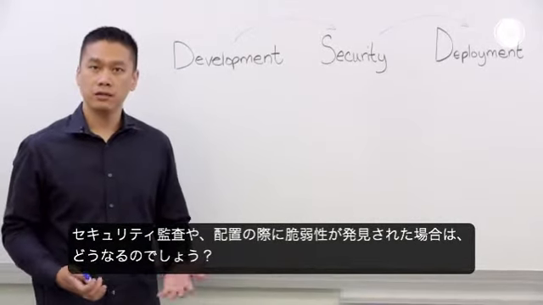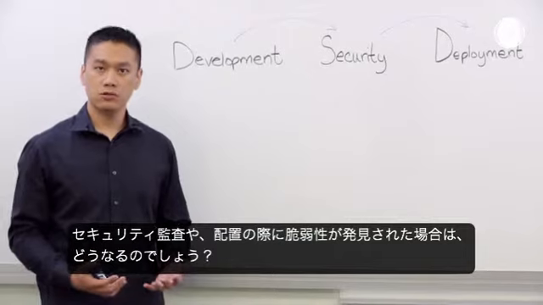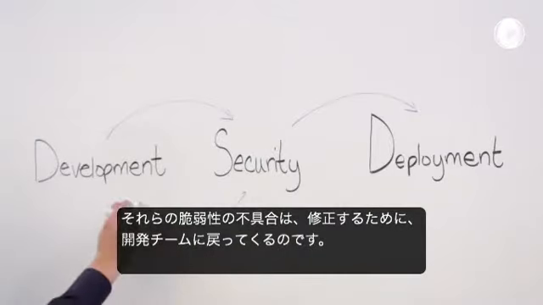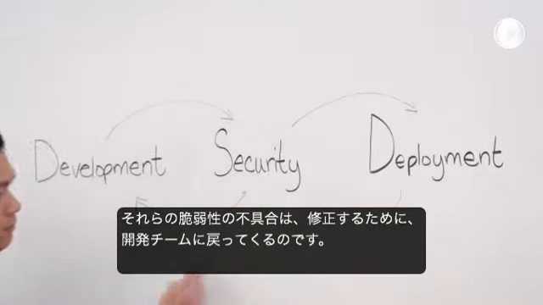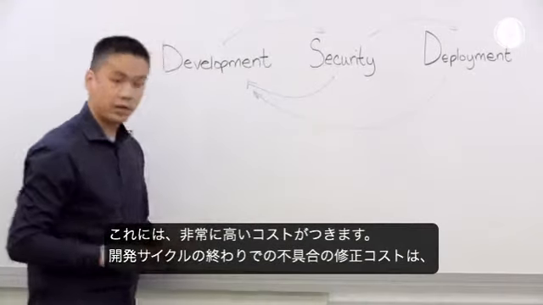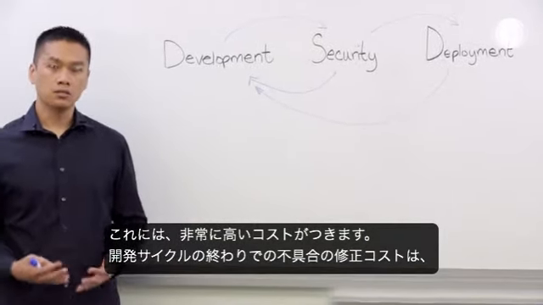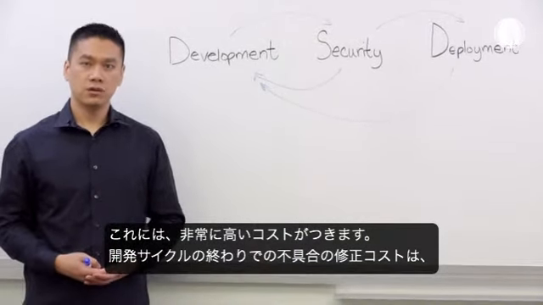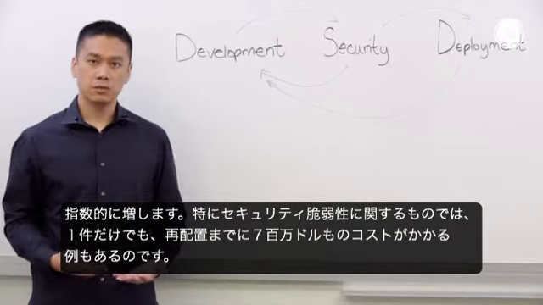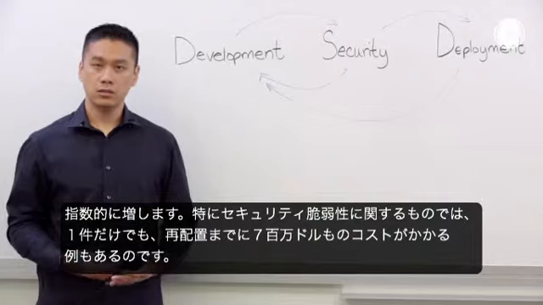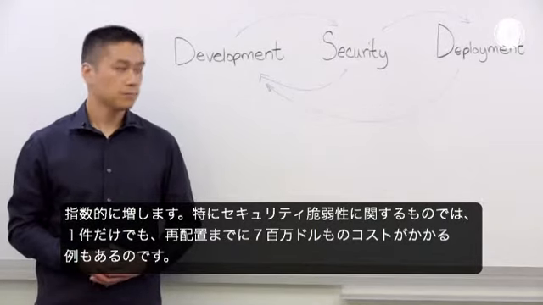What happens when you find a vulnerability during security review or during deployment? Well, those defects come back to development to get fixed. And when that happens, you incur a large cost because the cost of fixing a defect later in the development cycle increases exponentially. And in case of security, a single security incident in deployment can cost upwards of $7 million.